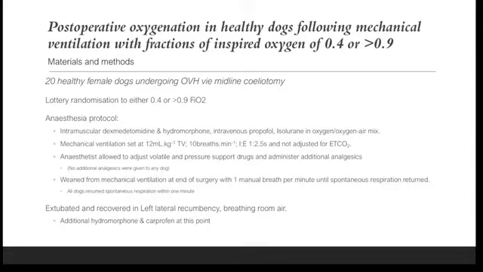The dogs were all weaned from mechanical ventilation at the end of surgery with 1 manual breath per minute until spontaneous respiration returned, and all dogs did resume spontaneous respiration within that 1 minute. So again, they were extubated and recovered in left lateral recumbency, breathing room air, and given additional analgesics at this point.